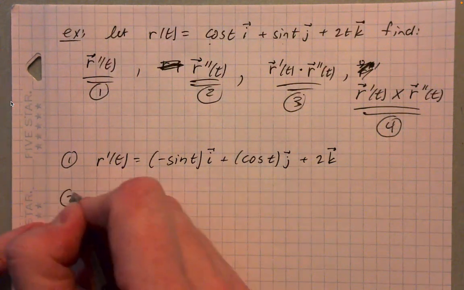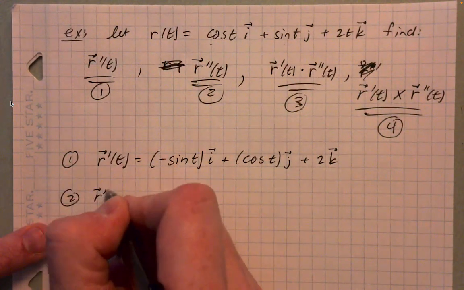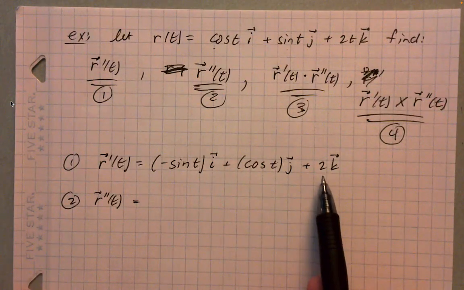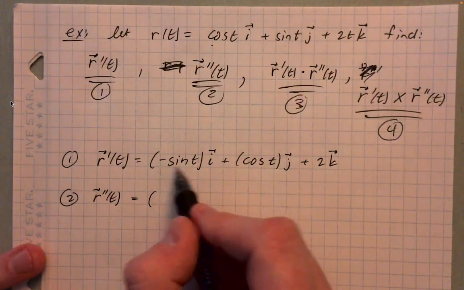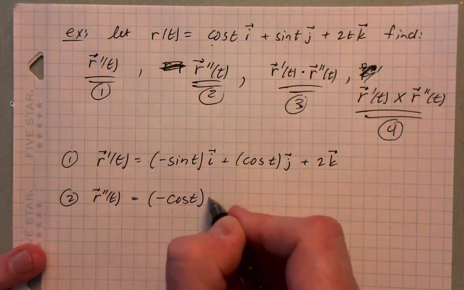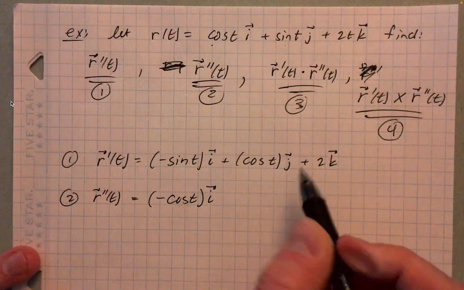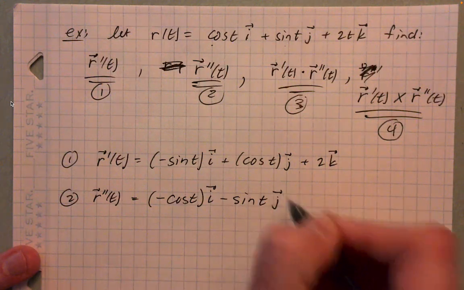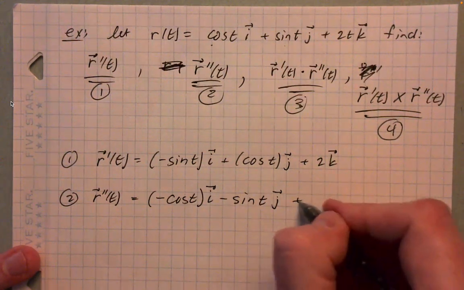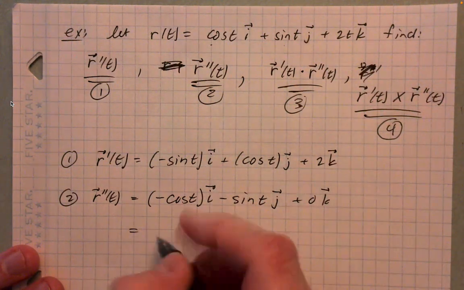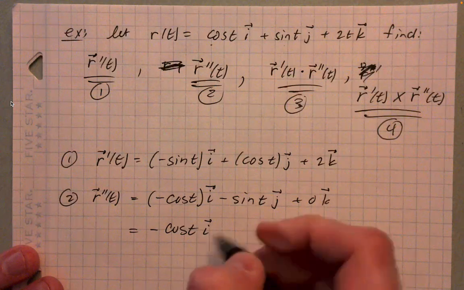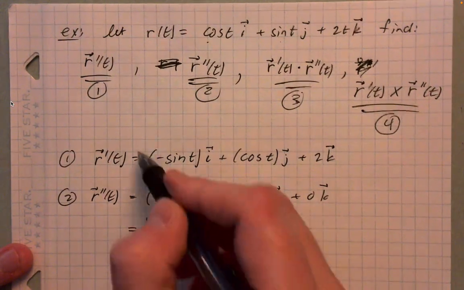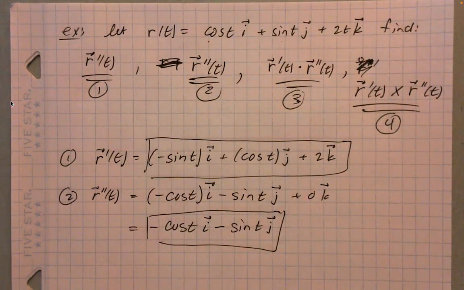What about the second derivative? Well, the second derivative is just the derivative of the first derivative, right? So we're going to differentiate this one instead. Okay, and so when we do that, we have negative sine t, the derivative is negative cos t. And the derivative of cosine of t should be negative sine of t. And the derivative of 2 is just 0, so this would be technically 0 times k. And so you could write this as negative cos t times i minus sine t times j. Okay, so you got that one. First one was this one, and now you have that one.